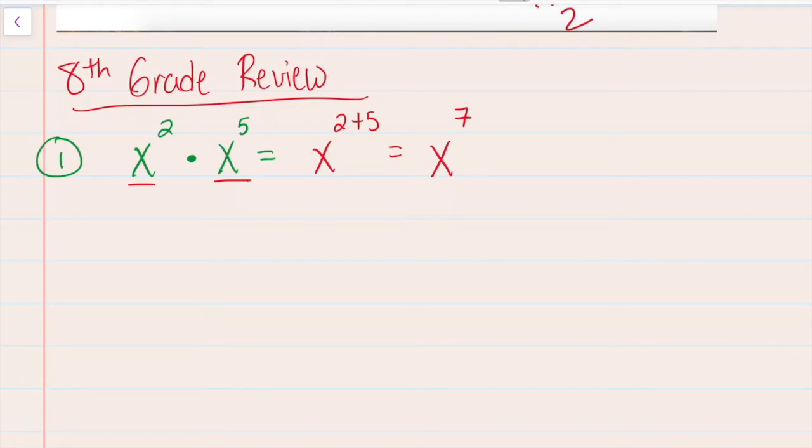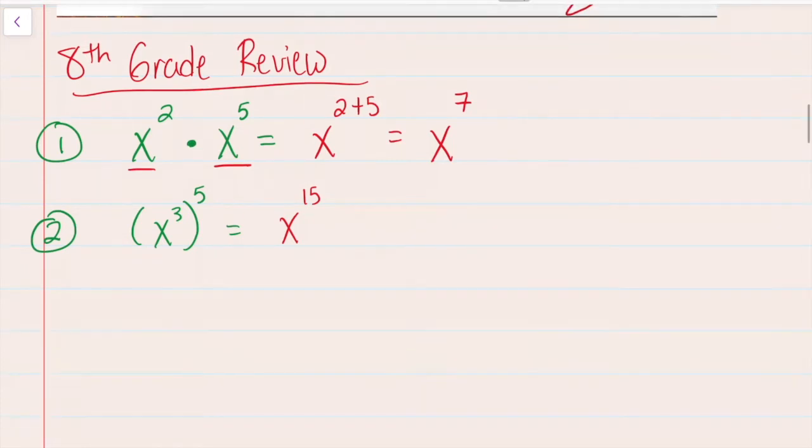That's the first one. Rule number 2 for exponents. When you have x to the 3rd power to the power of 5, whenever you have an exponent to the power of an exponent, that means they get multiplied. So 3 times 5 will just give me x to the 15th power.